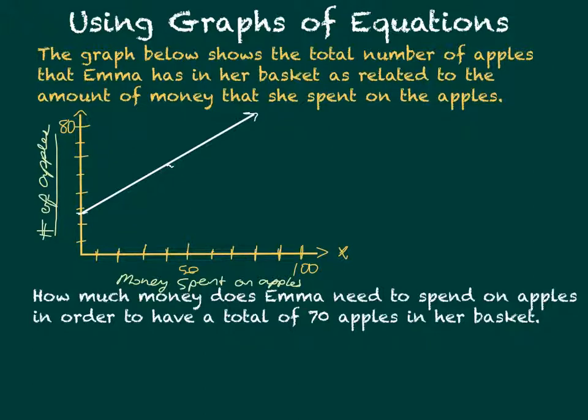So in this first one, the graph below shows the total number of apples that Emma has in her basket as related to the amount of money that she spent on the apples. As we look at this graph, we see that the money spent on apples is on the x-axis, and the number of apples that she purchased is on the y-axis.